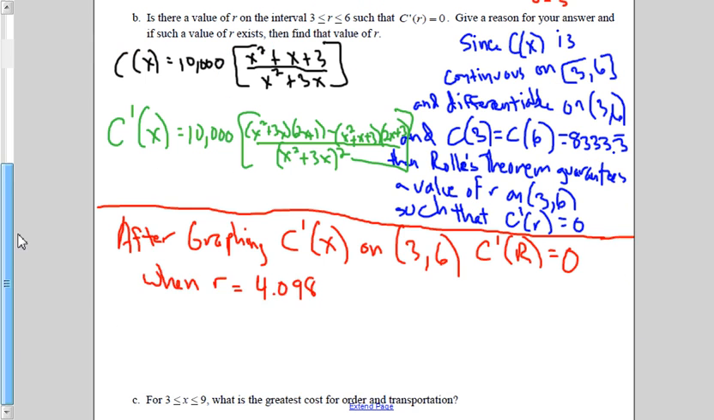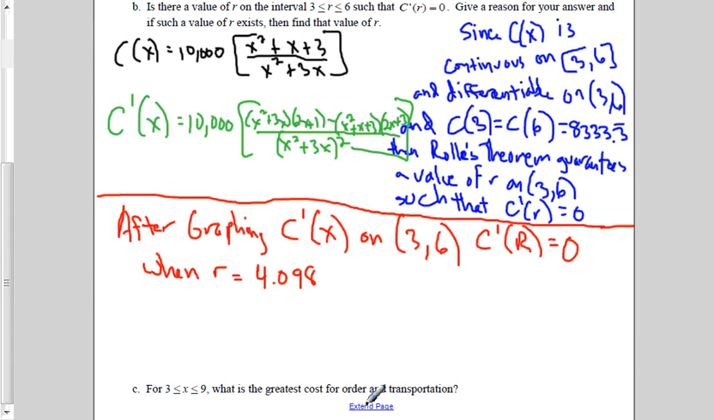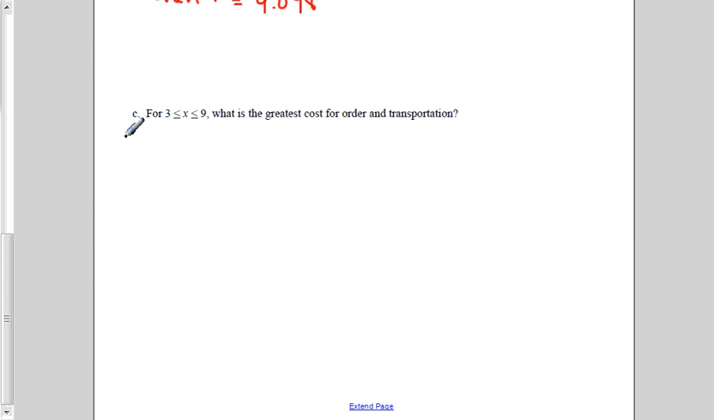Good problem. All right, and let's just look at this last little part, where x is between 3 and 9. What is the greatest cost for order and transportation? So part C again, from x being from 3 to 9, what is the greatest cost for order and transportation?